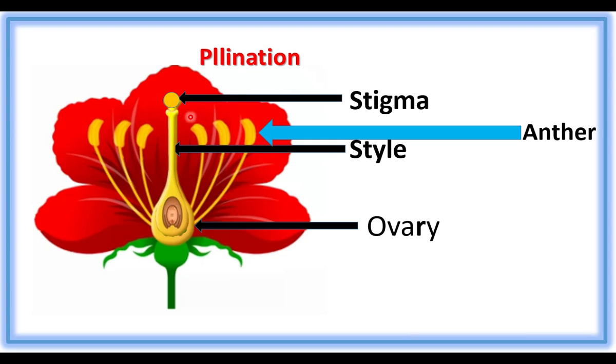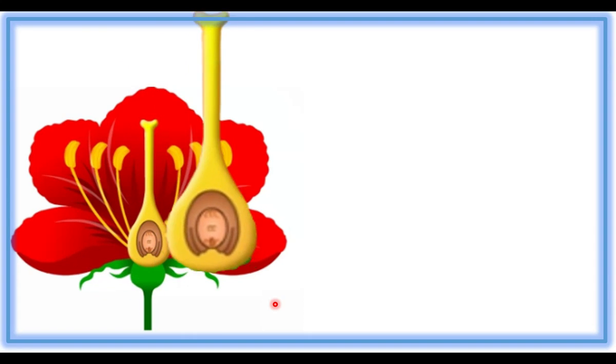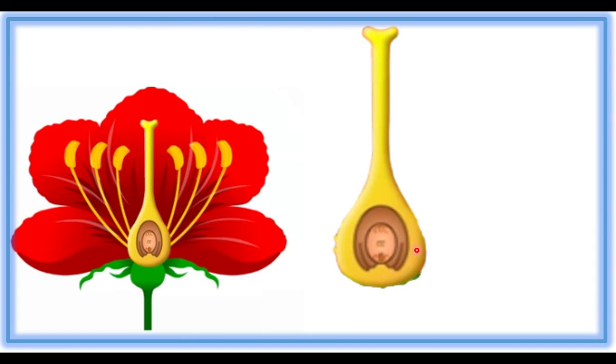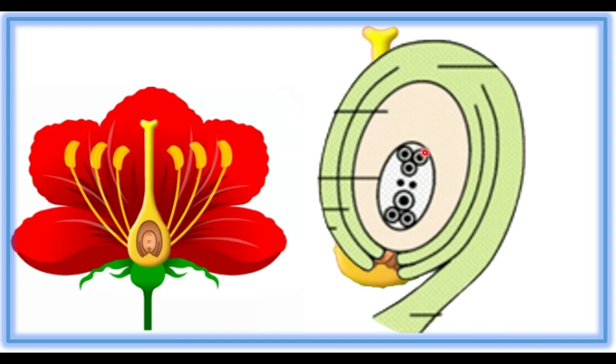Male gametes are produced inside the pollen grains. Female gamete ovum is produced inside the ovary. Inside the ovary, ovule is present. Inside the ovule, the embryo sac is present. This is ovule and this is embryo sac. Inside the embryo sac, egg develops. This is egg. Egg is a female gamete. Egg is called ovum.